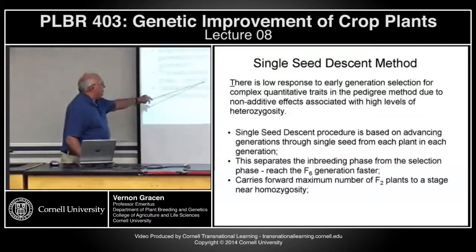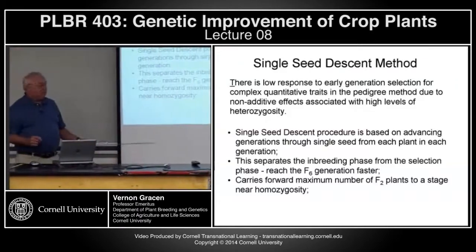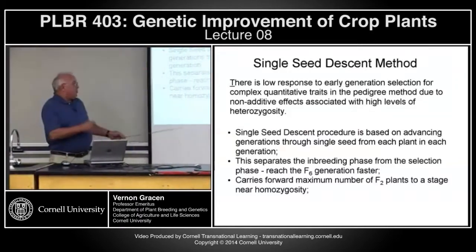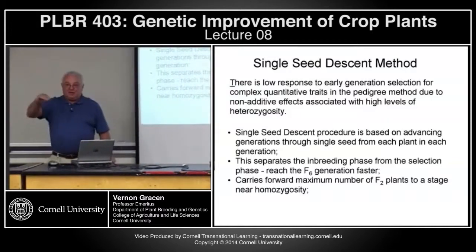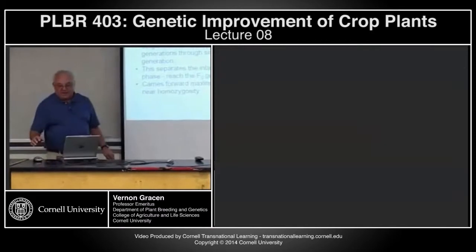So you can get to the F6 generation faster, and you can carry forward a maximum number of F2 plants, the genetics from those F2 plants, to a stage of homozygosity.